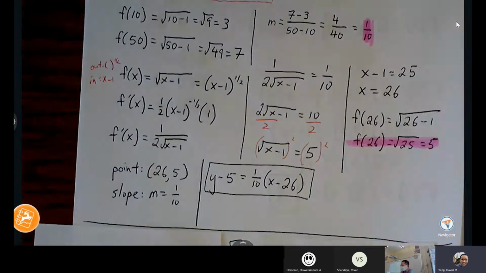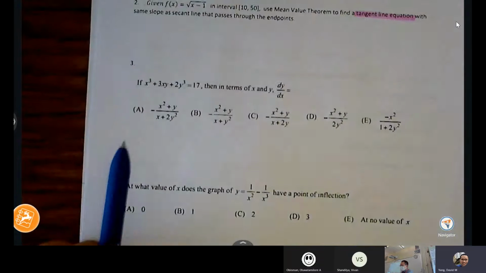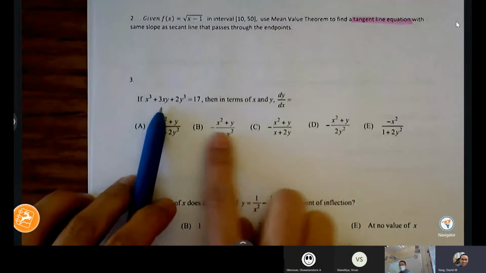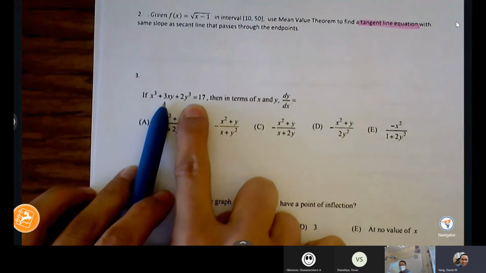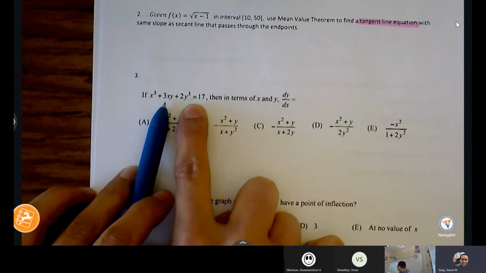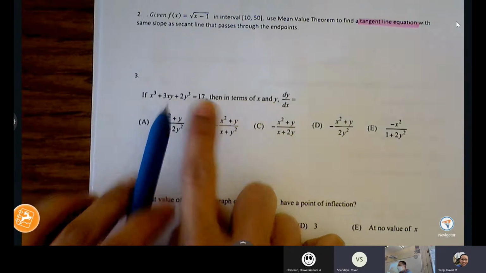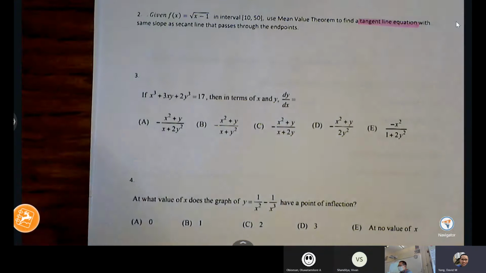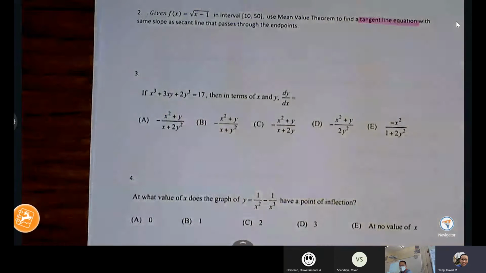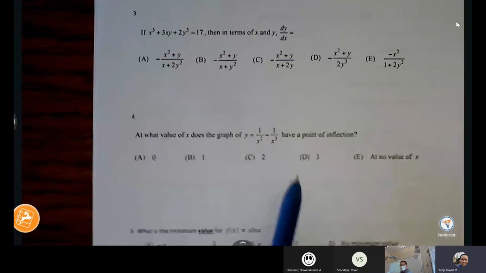What about problem number 3? Are you guys okay with 3? This is an implicit product rule problem. Yeah, I'm good with that one. You're good? Daniel, you good with that? Product implicit, okay. Number 4 is point of inflection.